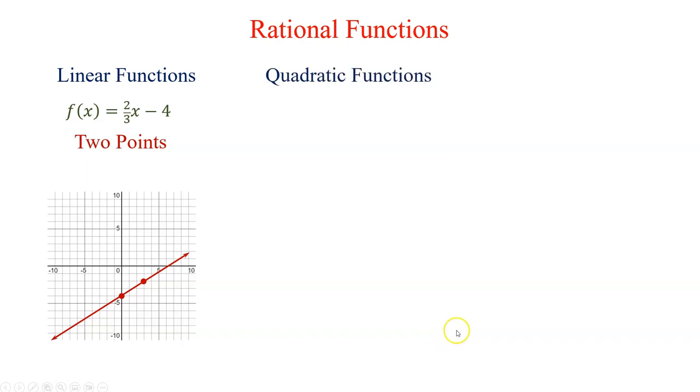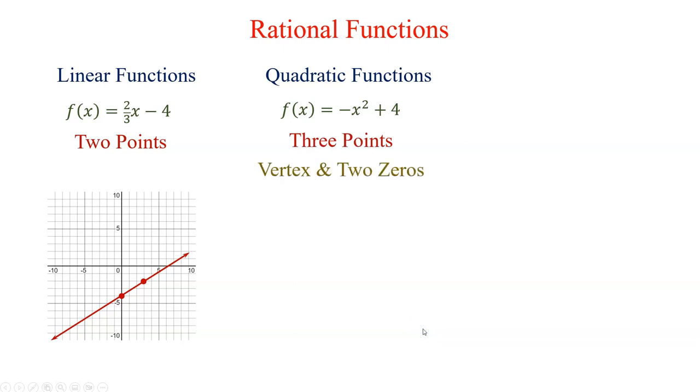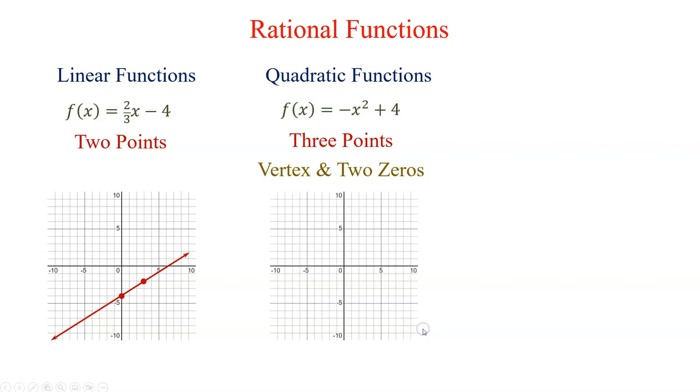When you studied quadratic functions, for example, f of x equals -x squared plus 4, in order to draw this parabola, you needed 3 points, typically the vertex and 2 zeros. So when we draw this parabola, here we'll have a point at the vertex at 4, and you'll have 2 zeros to help you draw your parabola.